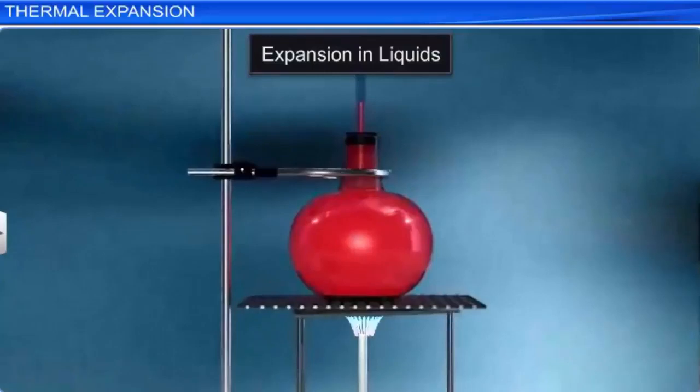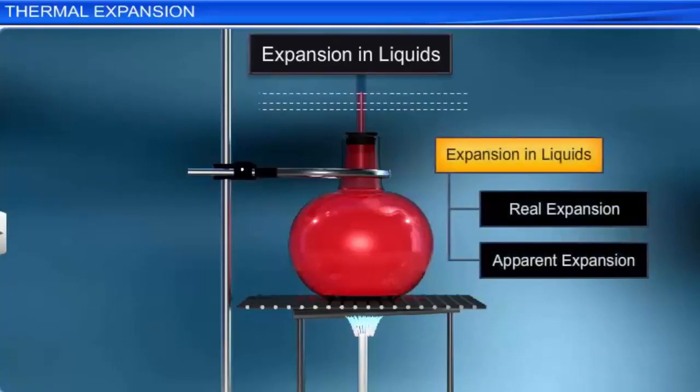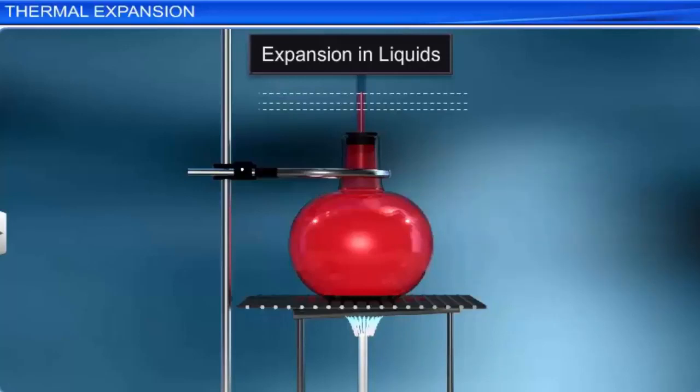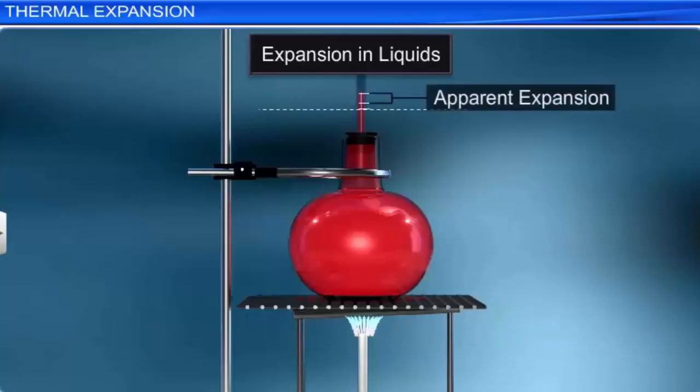As liquids do not have a specific shape, they do not have linear and areal expansion as solids do. They have expansion in volume only. When a liquid in a container is heated, both the liquid and the container expand. Hence, for liquids, we have two categories of expansions, namely real and apparent. The apparent expansion of a liquid is the expansion that appears. The apparent expansion of the liquid is equal to the real expansion of the liquid minus the expansion of the container.